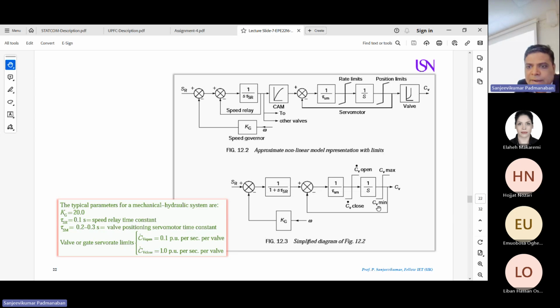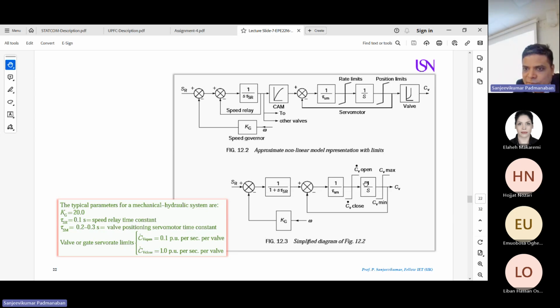And the error is compared with the actual CV of your machine. Then the error is given to 1 divided by tau SM, which is the time constant of the machine. Then we fix a limiter for open and close. See, when I want to close, this value has to be here. If I want to open, I go here.